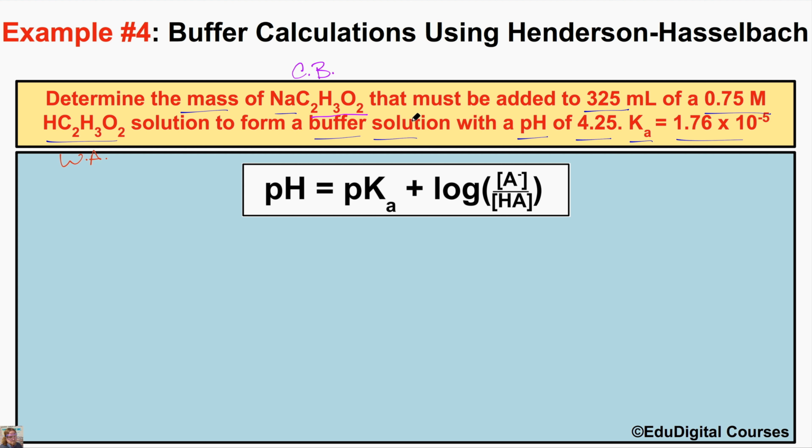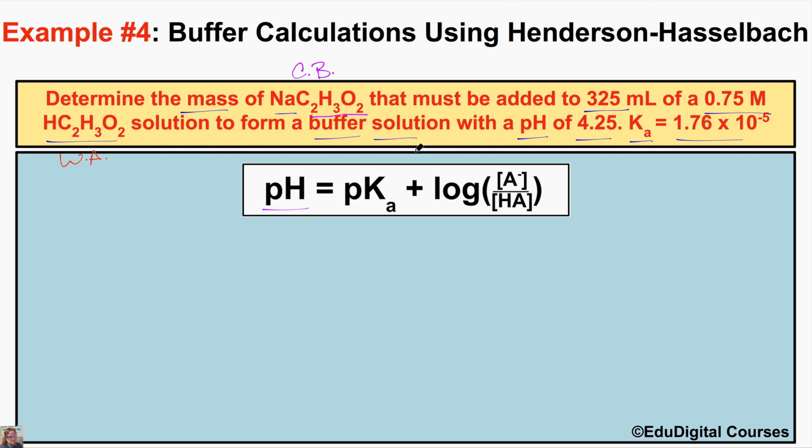So we have to determine the pH. No, I'm sorry. If we take a look, we have to determine the mass of NaC2H3O2 that must be added to 325 milliliters of 0.75 molar acetic acid to form a buffer solution with a pH of 4.25. So in this problem here, we know the pH, right? We know the pH of this buffer solution.